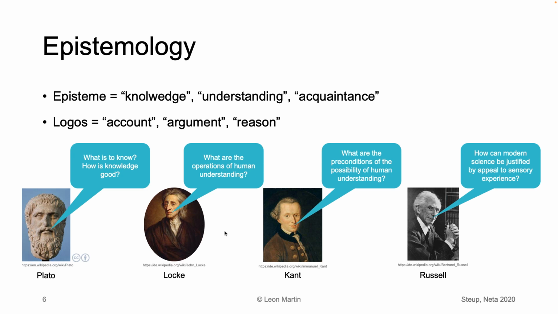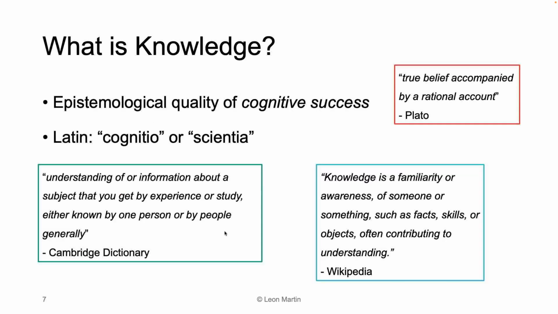Those questions. So how can humans formalize knowledge? How can humans generate knowledge and retrieve knowledge? And even how can modern science be justified by appeal to sensory experience? How can knowledge be justified by science or scientific methods, basically? So the question is, what is knowledge?